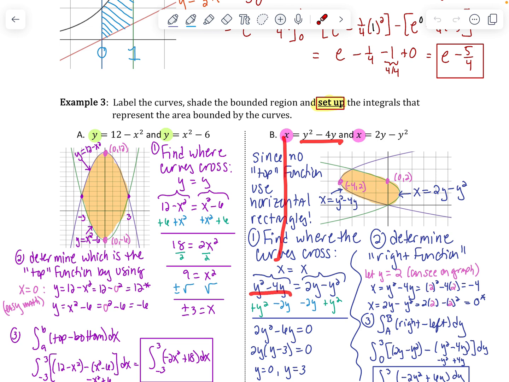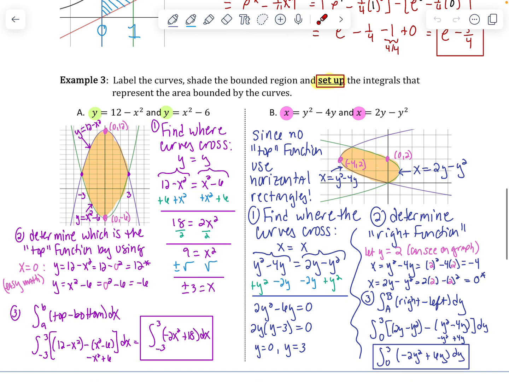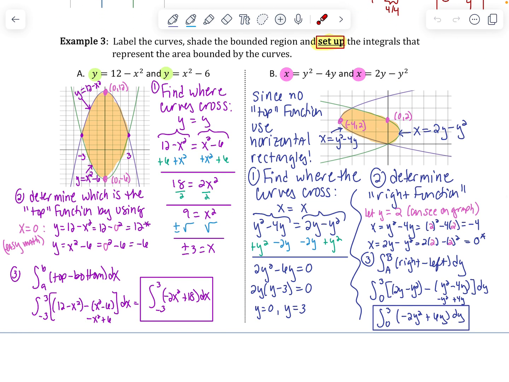Because we're given that x equals y squared minus 4y and x equals 2y minus y squared, we can set those equal to each other. In this case, I have more than just a y squared. I can also see an individual y that's not going to cancel off. So I don't want to get the y squared alone. I want to get everything set equal to 0.